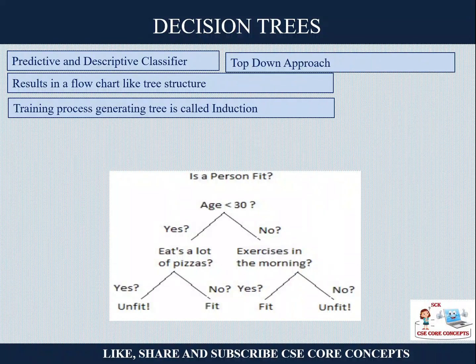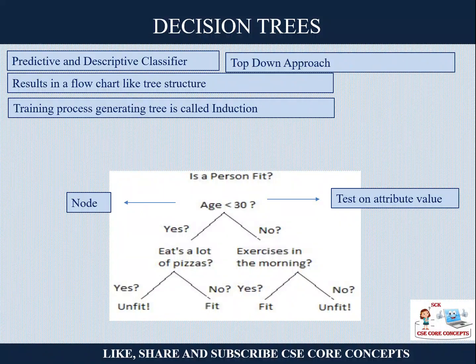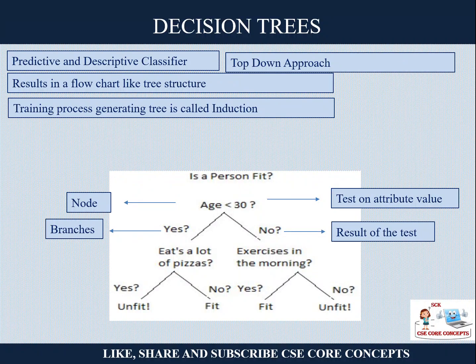If his age is above 30, whether he exercises in the morning or not will determine whether he is fit or not. So these values, that is age, whether he eats pizzas or not, whether he is exercising in the morning, these are the nodes, they determine the attributes, and you perform a test on the attribute value. So your attribute is age, where you will perform a test whether the age is less than 30 or not. The result of the test will generate branches, that either the result is yes or the result is no. So two branches will be generated from here.